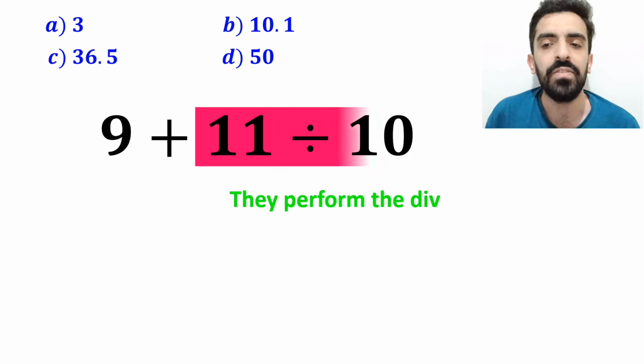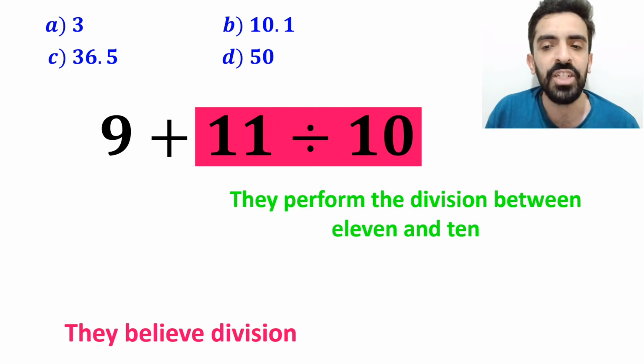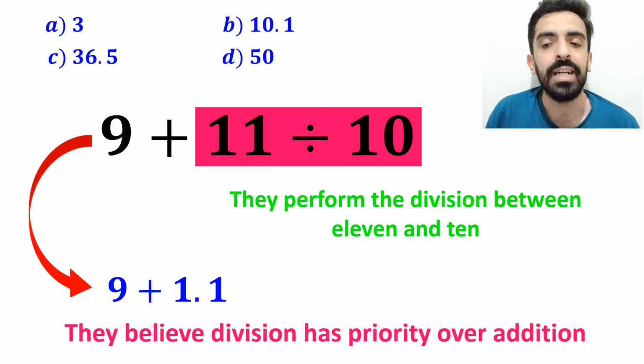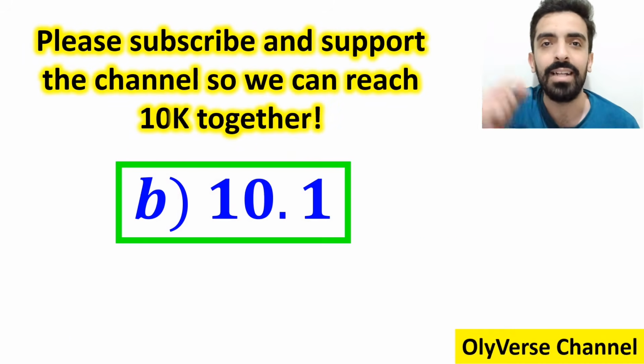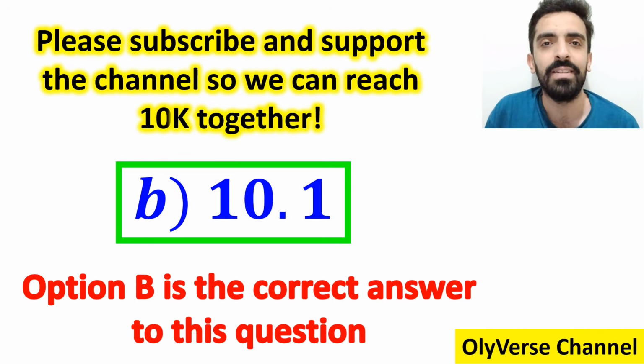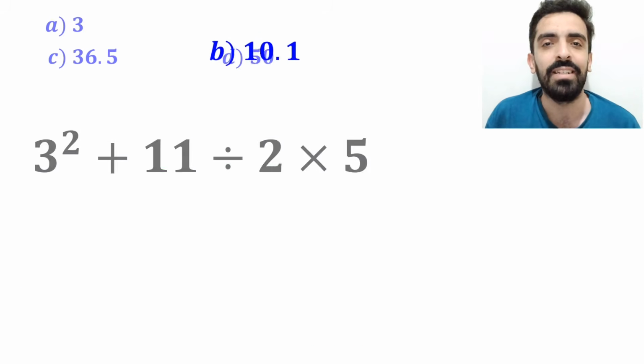Next, they perform the division between 11 and 10 since they believe division has priority over addition. And they rewrite this equation as 9 plus 1.1, which ultimately gives them the answer 10.1. And immediately, they conclude that option B is the correct answer to this question. However, it's not the correct answer to this question.